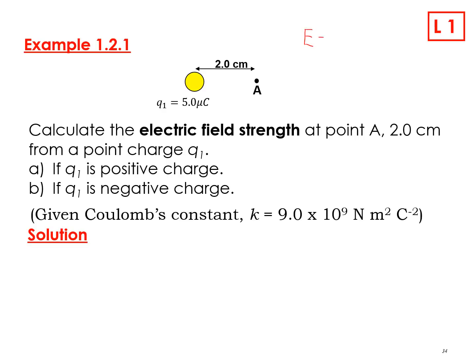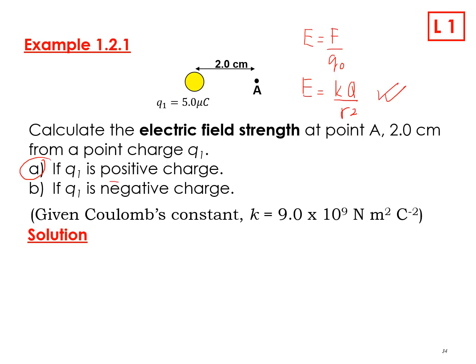E equal to F over Q naught, from definition. And also E equal to KQ over R square. So this is the equation that we will use regarding the question. Okay, so what happened now is, we mentioned to you, we settle for part A first.